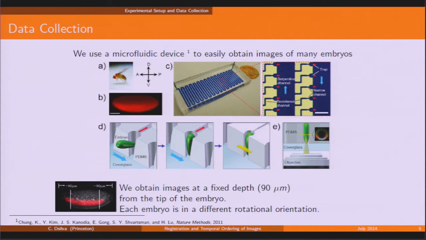So what you get is an array with one embryo pulled in per trap. You can see this here. They stand up on their heads, and then you just put this whole device into a microscope, and you can image each embryo one by one. What you end up getting is cross-sectional images like I showed you before, about 90 microns in from the poles of the embryo. Although you can control all the embryos so they all stand upright, you can't control the rotational orientation of the embryos within the trap. So what you end up needing to do is rotate all the images to be in a consistent frame of reference.